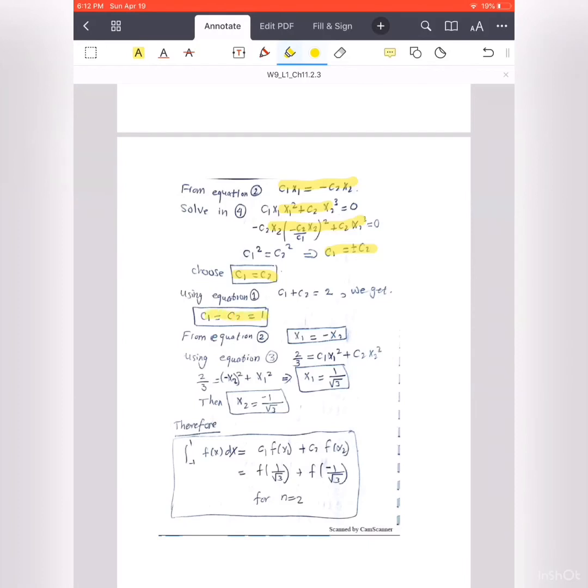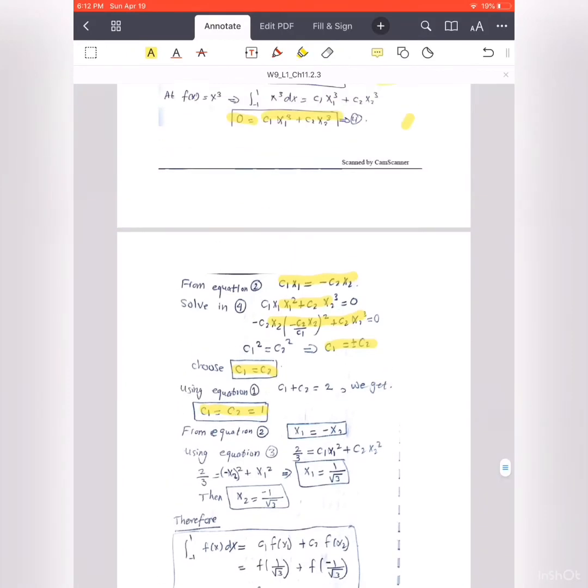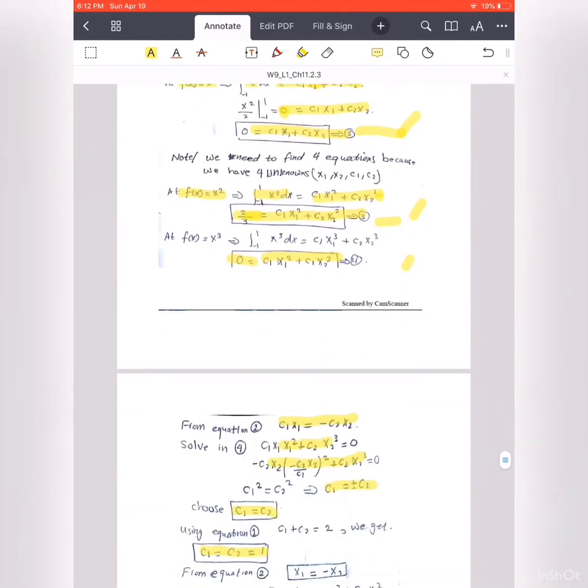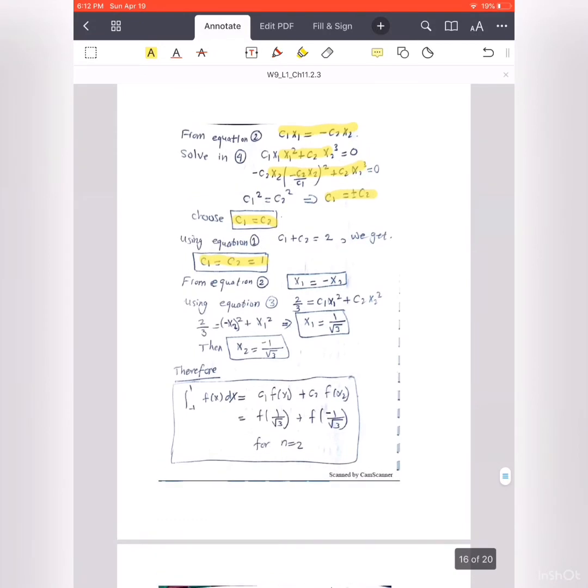Put it in the first equation, which was, I'll show you too. That's the first equation. C1 plus C2 equal 2. So now we know this one here. When we substitute here, we found c1 equals c2 equals 1. Just go and substitute here. Again, you will find x1 equal minus x2. And then substitute in equation 3, here we are, because this equal this, we'll find here 2x1 squared equal 2/3. And then here is the answer, plus minus 1 over square root of 3.